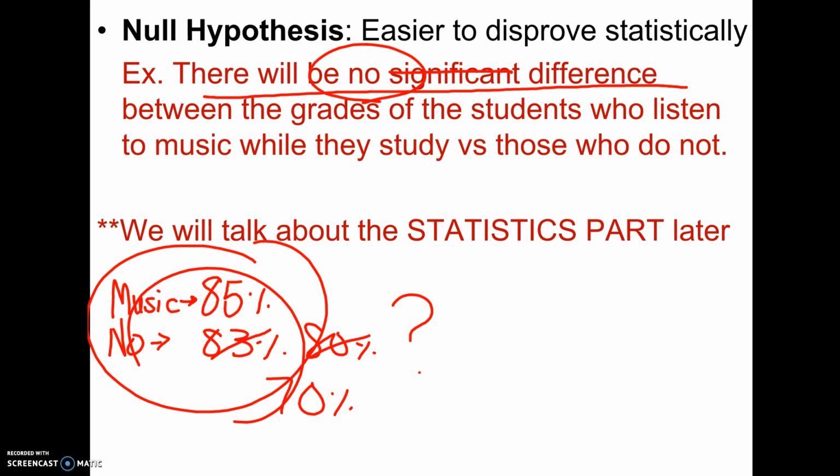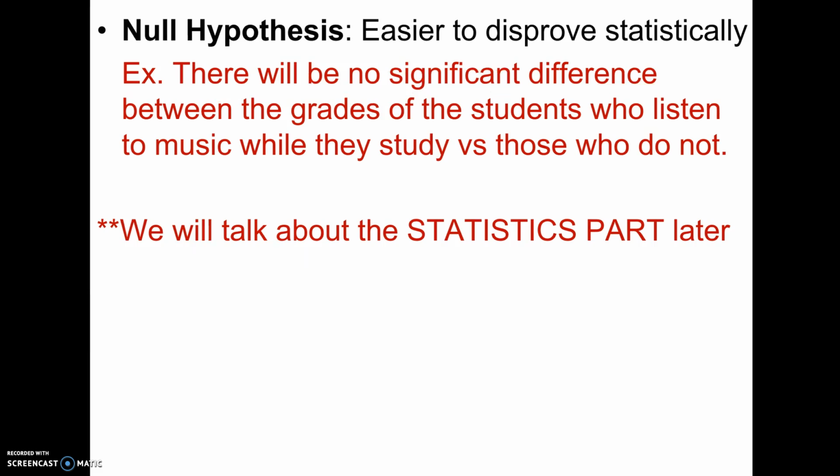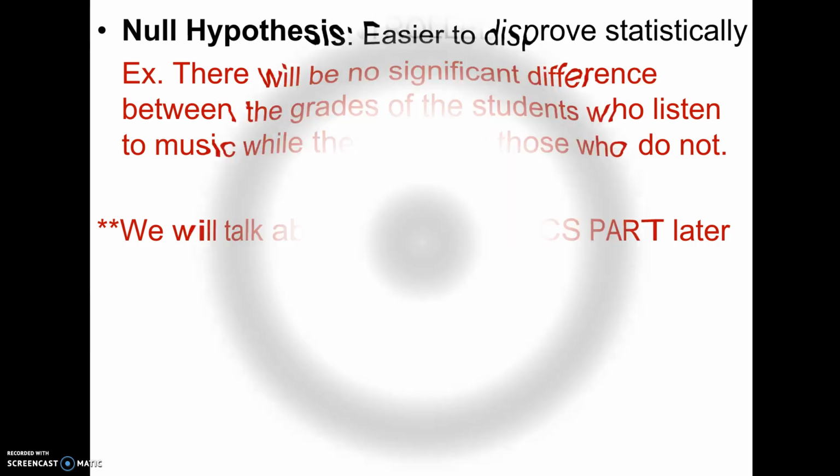And not only that, but this one doesn't only fail if music helps, it would also fail if music hurts. So you don't have to say that you think music is going to make it better or music's going to make it worse. If music does anything at all in either direction, this hypothesis will fail because there will be a difference, and the difference can be in either direction. So this will come back later, but that's how you write a null hypothesis.